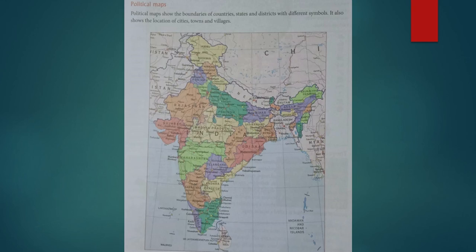In the same way, political map shows the boundaries of countries, such as the borders of different countries, states and districts with different symbols. It also shows the location of cities, towns and villages.